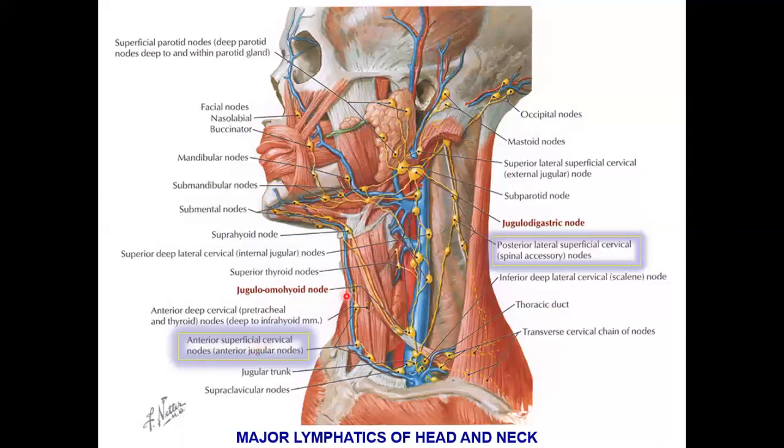Let's see, and then your anterior cervical versus your posterior lateral superficial cervical, also known as your spinal accessory nodes. So this is just another picture. This one's from the Netter plates. That's just showing you the lymph nodes again and the different patterns, the different ways that they line up, and labeling them. So here's our submentals, here's our submandibulars, here's our parotids, the mastoids, the occipitals.